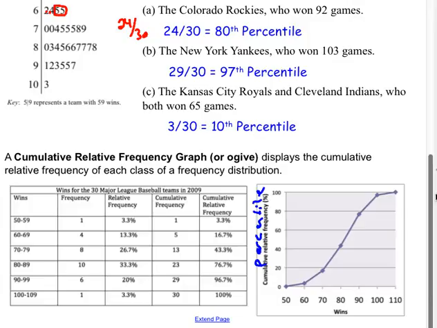So again, I've never seen anyone have to draw one of these on the AP exam, but you do need to be able to interpret it. So you need to interpret that when they say cumulative relative frequency, that is the same thing as percentile. This is the data that we were just looking at. So let's take a look at what type of questions they could ask based on a relative frequency graph.